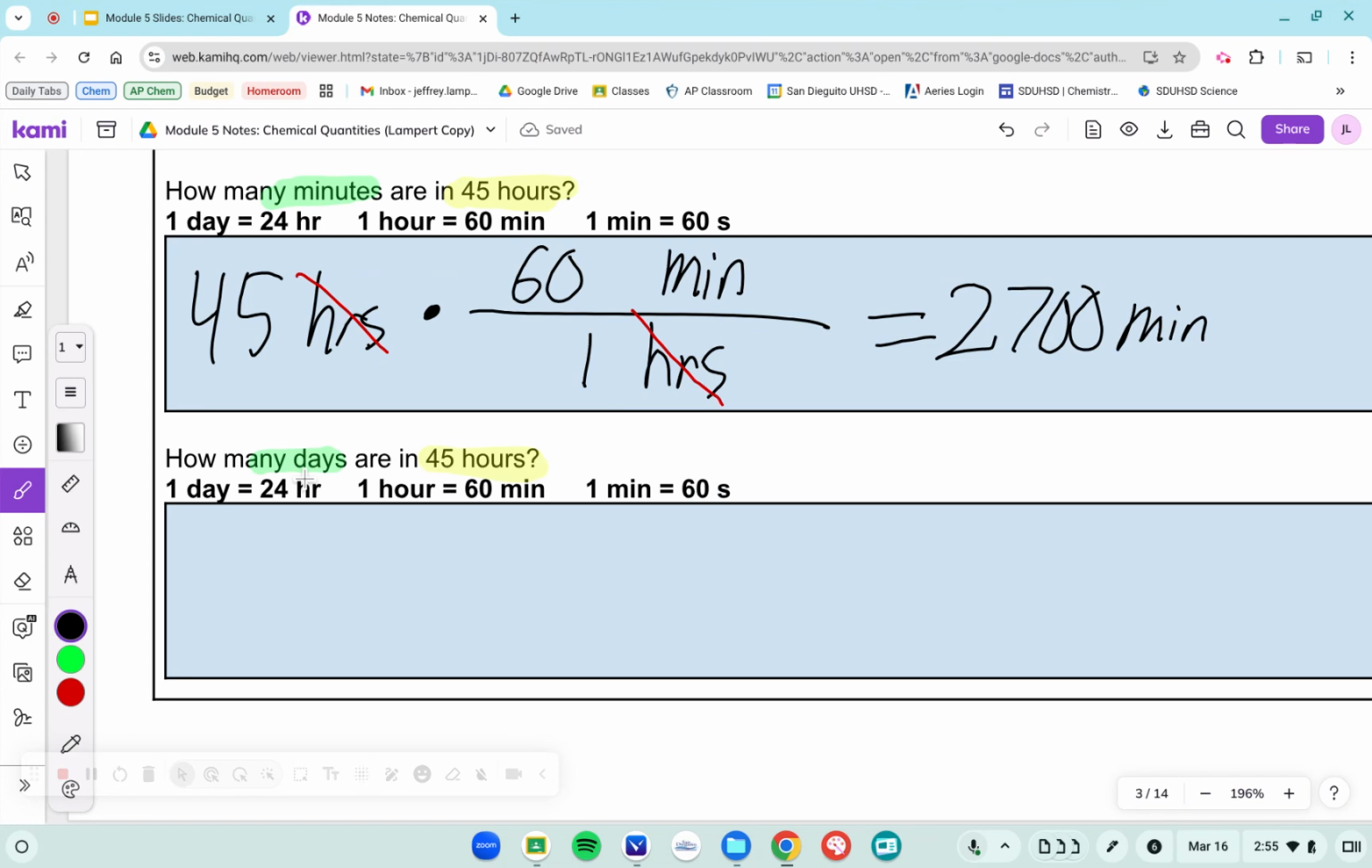All right, let's go ahead and review this last problem here. So, how many days are in 45 hours? The given number is 45 hours. It's the number given in the problem. And since it says how many days, I know I'm trying to end in days. So I write the given, dot, line, equal. I'm trying to cancel out hours, so that's what's going to go on the bottom. I'm trying to end with days, so that's what's going to go on top. Question so far?